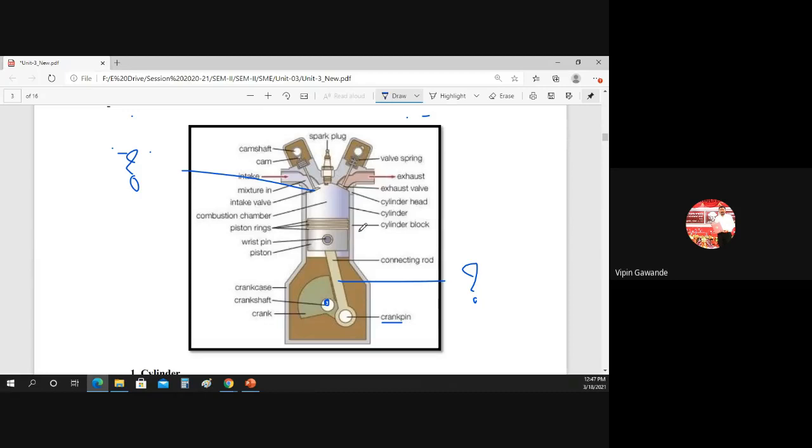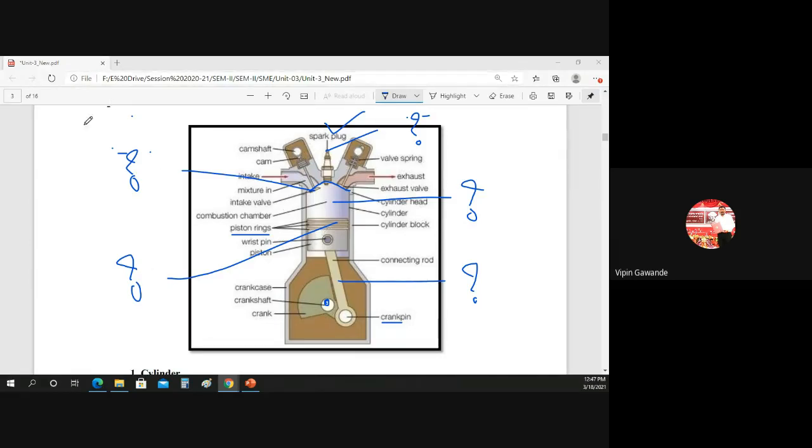This is our exhaust valve. This is your piston rings. This is your combustion chamber. Then the cylinder head; the cylinder head is the top portion of the cylinder. They will ask what this part is, and this is your spark plug. Likewise, in the examination they will ask you about different parts of this engine, so you have to remember all these parts.